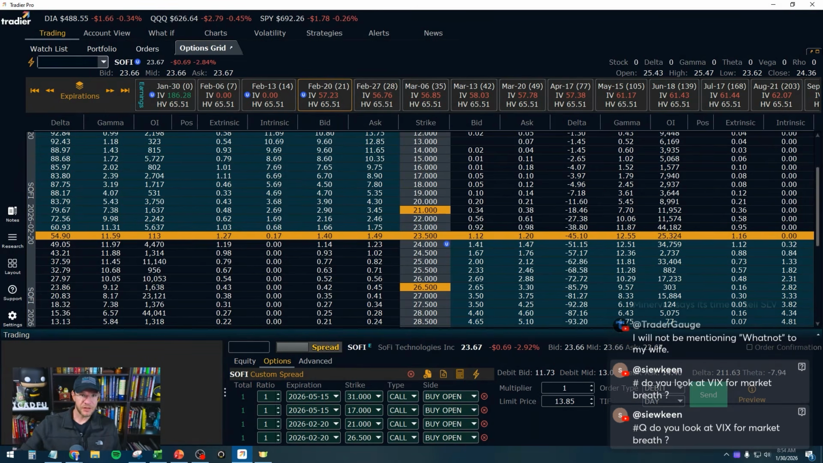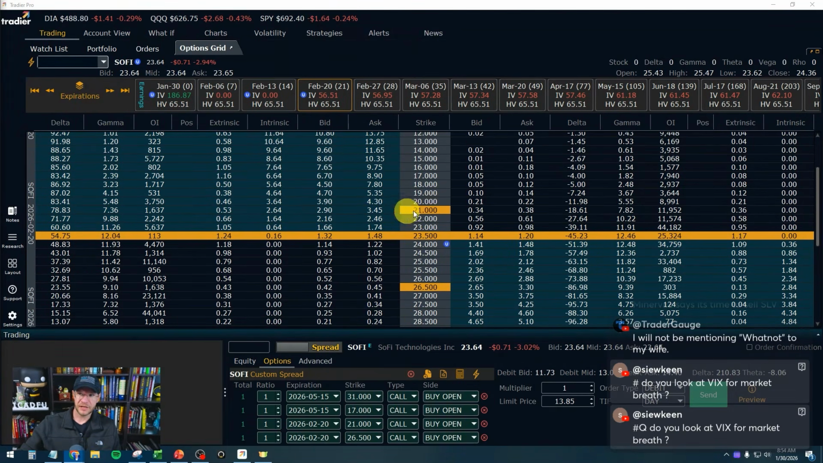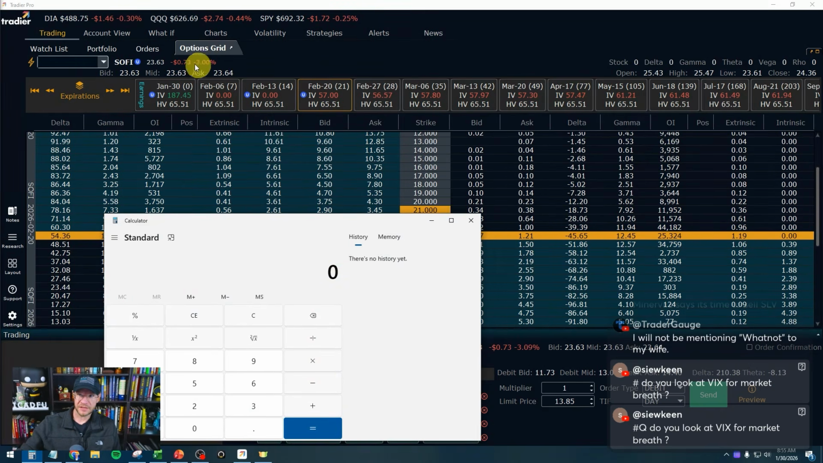But the way you calculate intrinsic and extrinsic, it's going to take some math, but you can do it, right? Let's calculate that for the SOFI February 20th, 21 strike. Let's get our handy dandy calculator out. And let's say the difference in the current price, SOFI's down 3%.